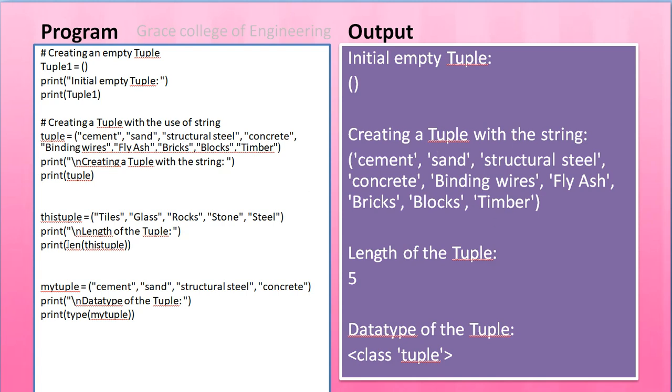The next, length of the tuple. To find the length of the tuple, you can use the len function. So the length of this tuple is 5. The next, how to find the data type of the tuple. So print type of that variable has to be given. So my tuple. The output is class tuple.